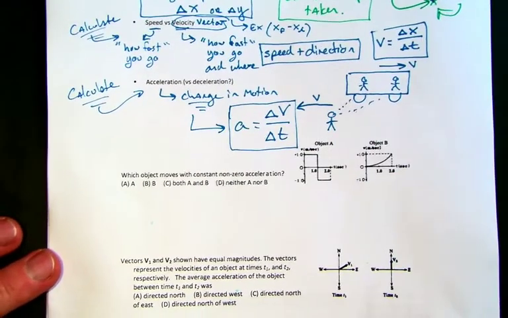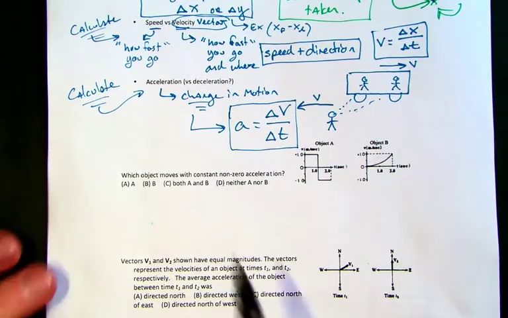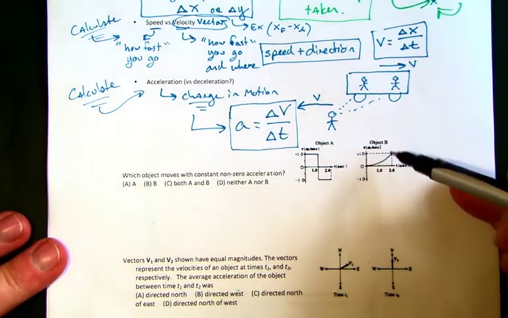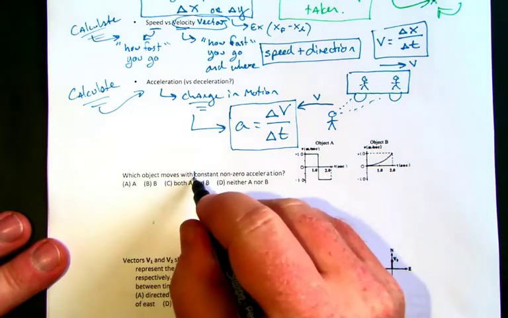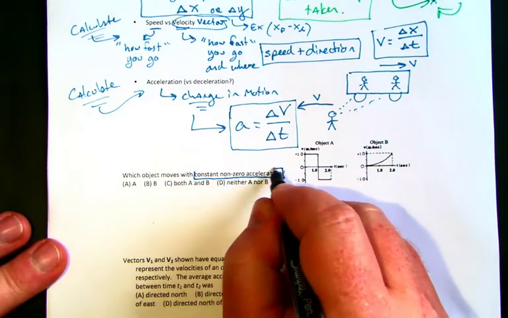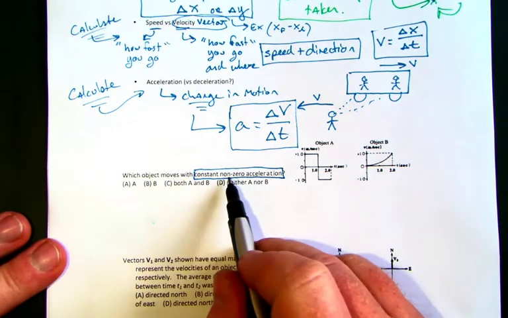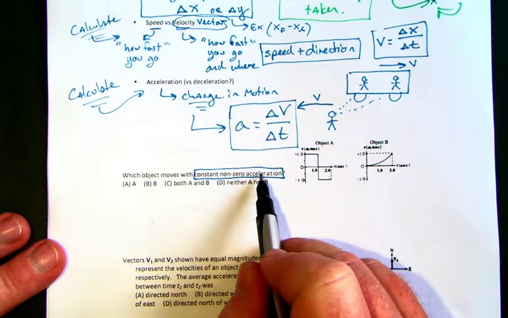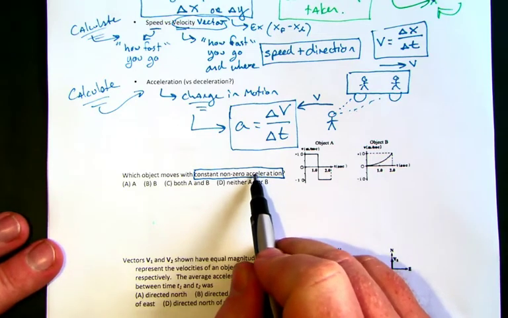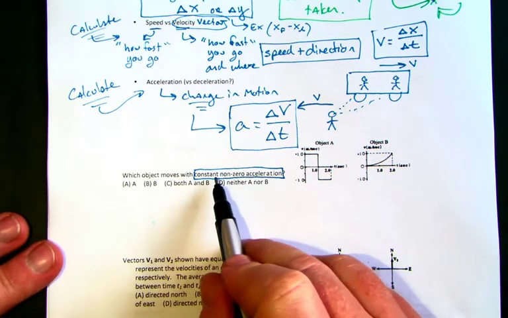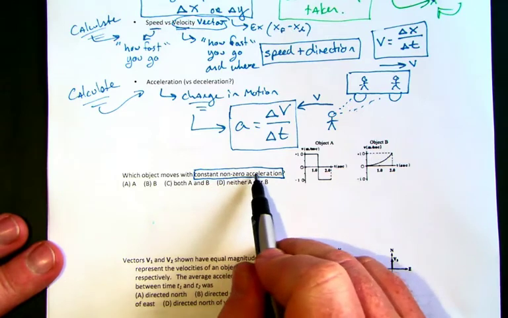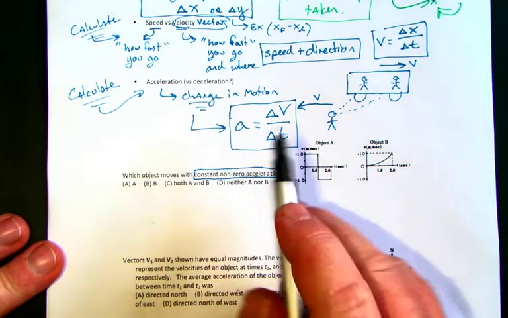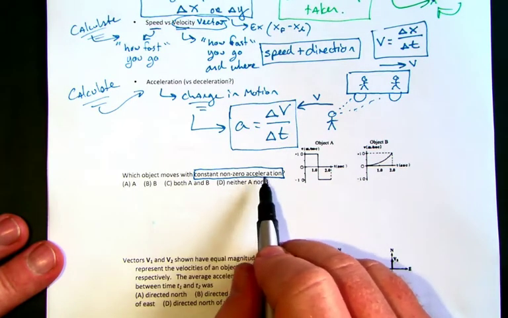So these are both on your problem set. Which object moves with constant non-zero acceleration? So you have object A, object B. Constant non-zero acceleration is the key here. If it's constant, that means the acceleration is not changing. If it's non-zero, it means that it must have an acceleration. So our object is accelerating, and it's doing so in a constant manner, meaning whatever the acceleration is, it's not changing. So what does acceleration mean? Well, acceleration is change in motion. So that means my motion is changing in a constant manner.